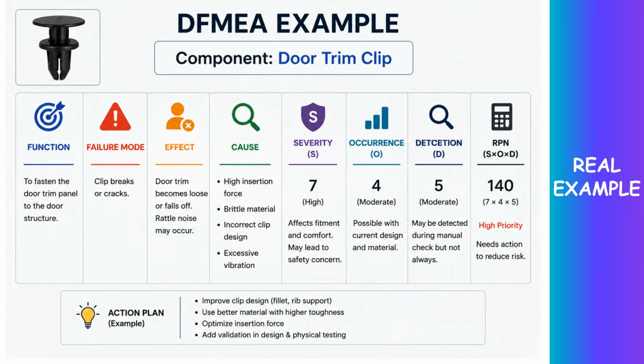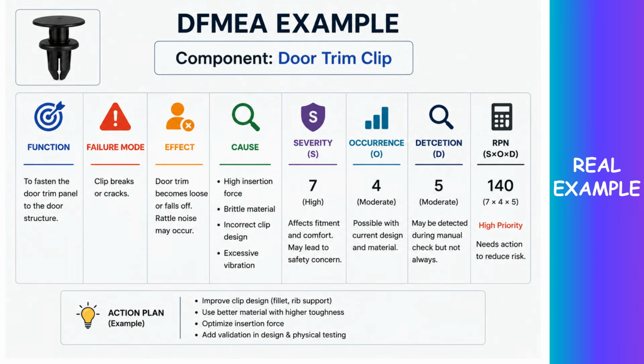Now comes severity. How serious is the effect? If customer comfort and fitment are affected, the severity may be medium to high. Then occurrence. How likely is this failure to happen? If the material and design are weak, occurrence increases. Then detection. Can engineers detect the issue during testing or validation?